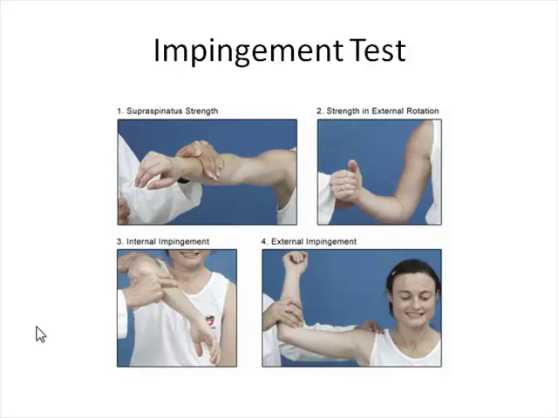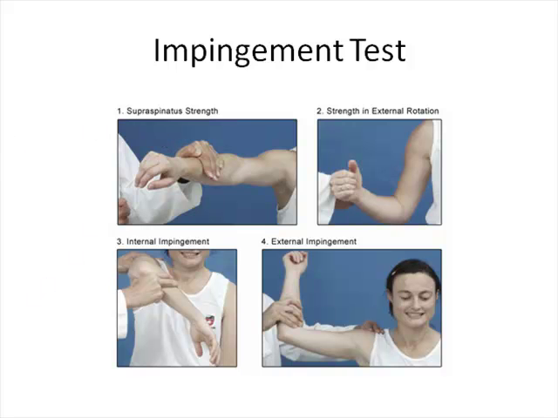The second test he would do to determine if you have an external impingement is to have you raise your arm up to about 90 degrees. Your arm would be up at your side, and he would rotate your arm outwards. Your forearm will be moving up towards the ceiling, and if you feel pain with that movement, it could indicate external impingement.